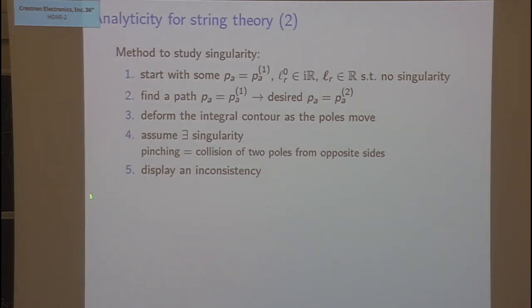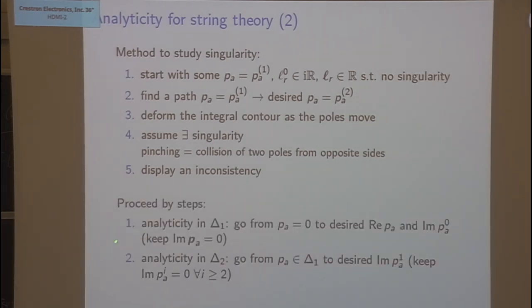We assume that there is a singularity, so typically it's when 2 poles from opposite sides collide and you cannot deform the contour. But then you show that you have an inconsistency, so it means you cannot get a singularity while you deform the contour. And we do it in 2 steps.